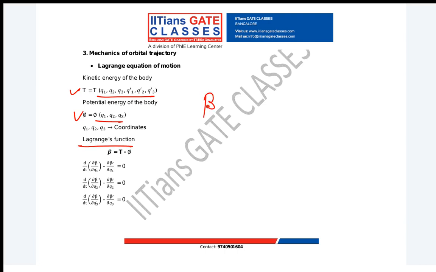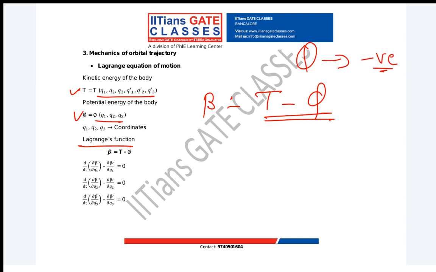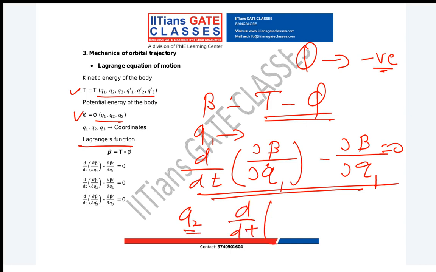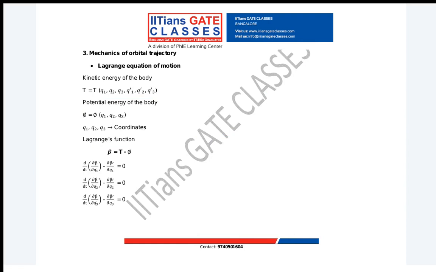Now there is the Lagrange function, which is nothing but beta, and it is the difference of kinetic energy minus potential energy, T minus phi. Ultimately, phi is negative, right? In case of a conservative field. Now, as for the Lagrange equation, suppose I want my equation in the Q1 coordinate. It is d by dt of dou beta by dou Q1 dot, minus dou beta by dou Q1, is equal to 0. This is your equation in the Q1 direction. Same way, in Q2: d by dt of dou beta by dou Q2 dot, minus dou beta by dou Q2, is equal to 0. So I can have a Lagrange equation in each coordinate direction.